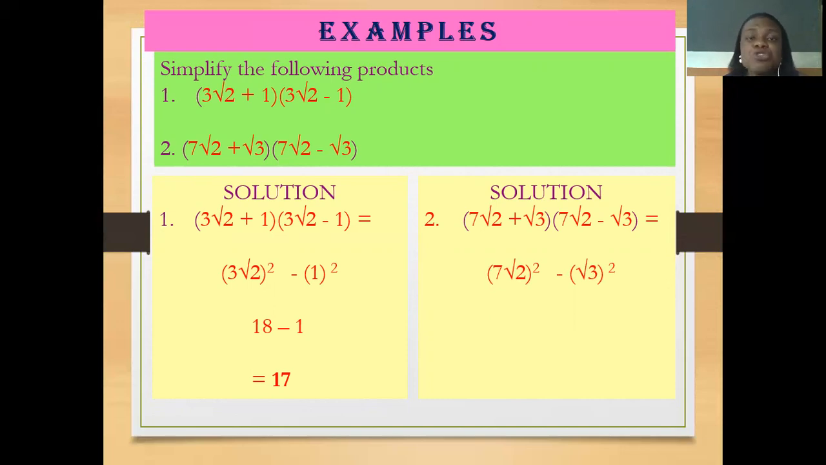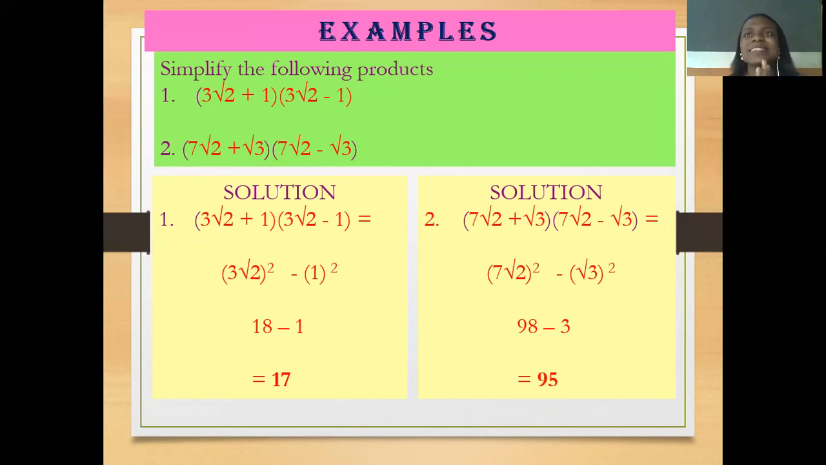Now 7 root 2 all square means 7 root 2 times 7 root 2. We've done multiplication in the last class. So 7 root 2 times 7 root 2 is, 7 times 7 is 49. Root 2 times root 2 is 2. So that gives us 49 times 2, which is 98. And now root 3 square simply means root 3 times root 3, which we've established would give us 3. So 98 minus 3 is now 95.